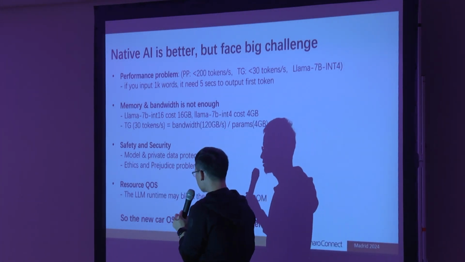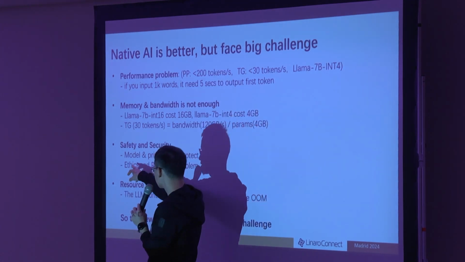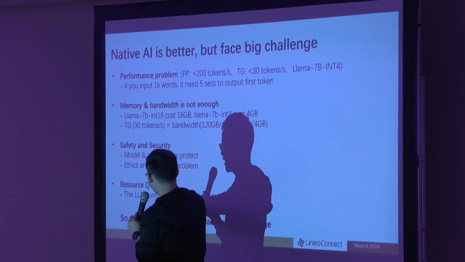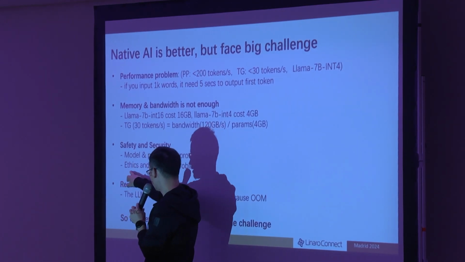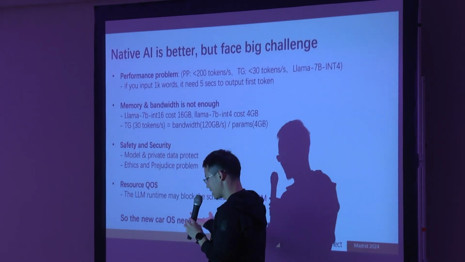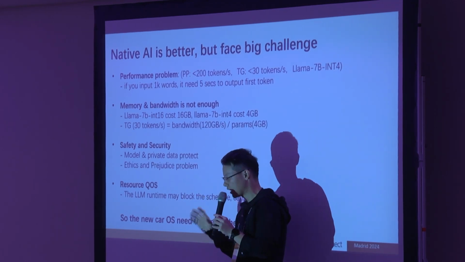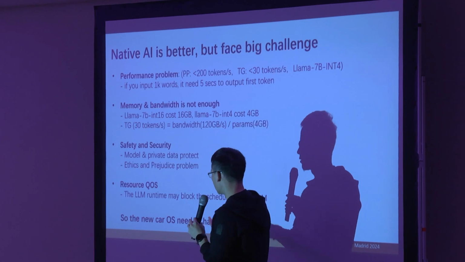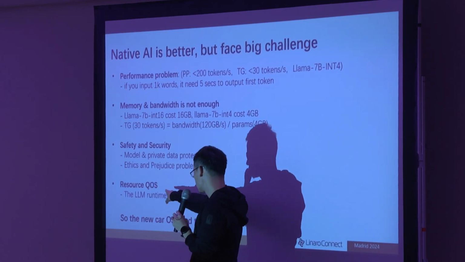The third is safety and security. It means how to protect your model in your car, and how to protect private data. And you need to deal with ethics and prejudice problems. You need to avoid them, because sometimes if you output some bad picture, it will break the law.